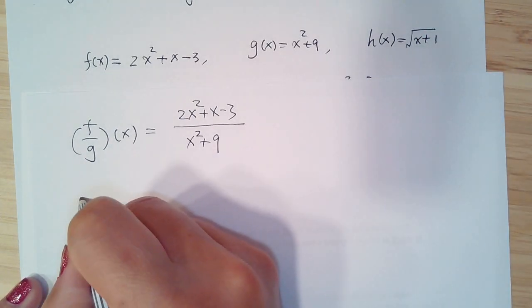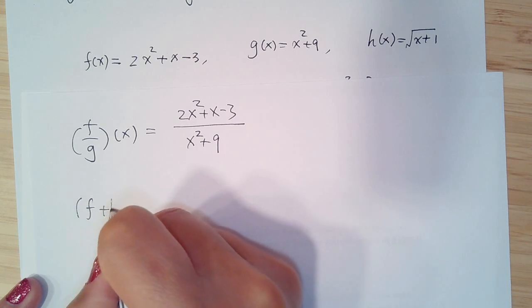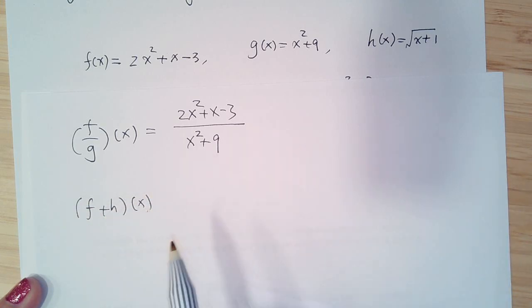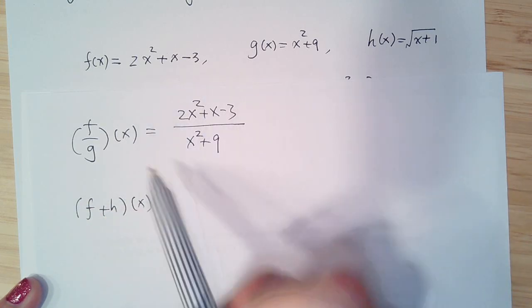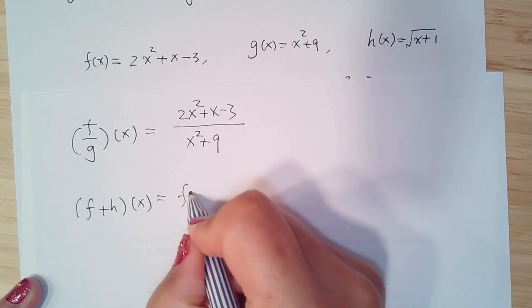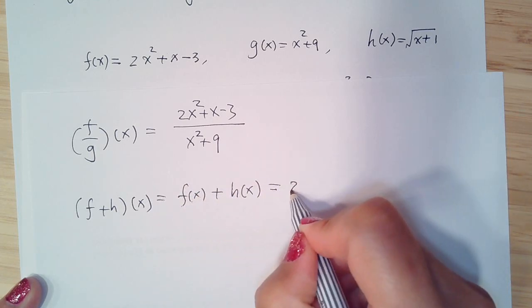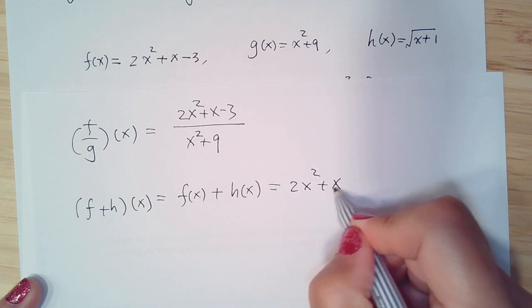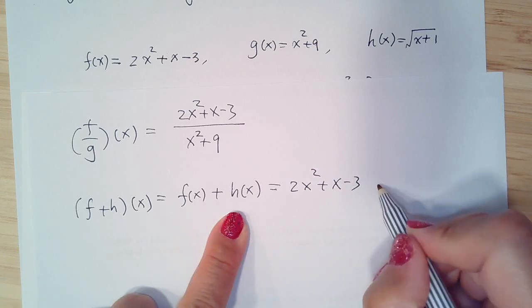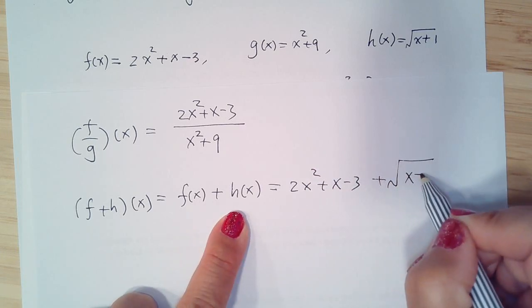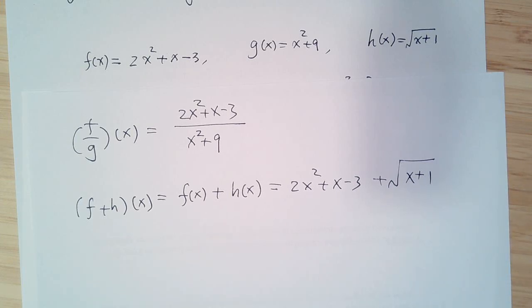Two more. Okay, so f plus h of x. So here's f, here's h. By definition, that is 2x squared plus x minus 3, plus the square root of x plus 1. Can you simplify this? No, that's it. Leave it.